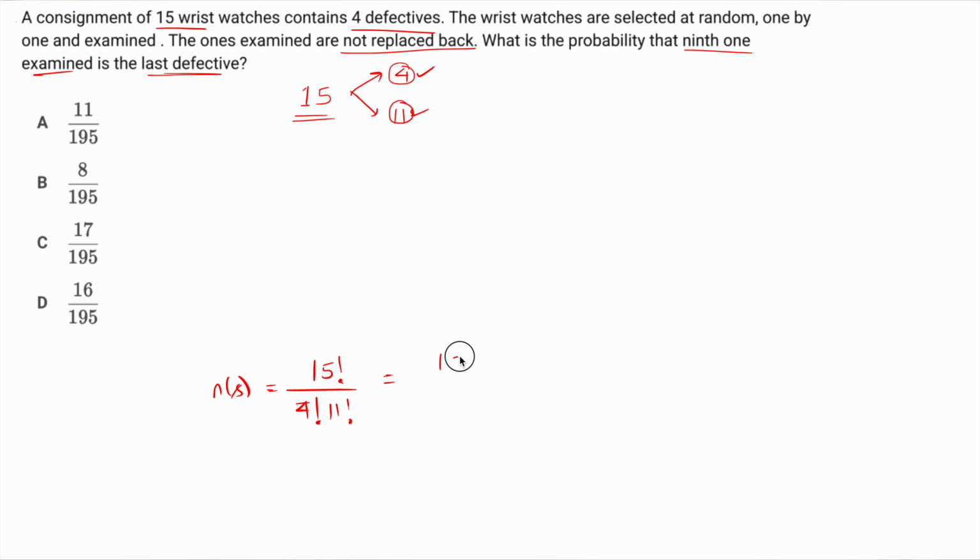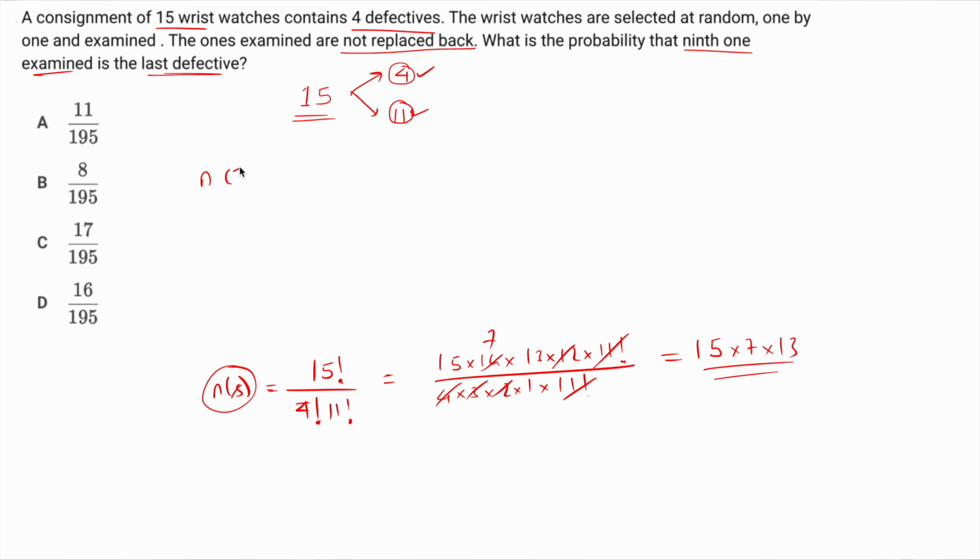This can be further simplified to 15 into 14 into 13 into 12 into 11 factorial. Below you have 4 factorial, which is 4 into 3 into 2 into 1, and the 11 factorial, which will eventually get cancelled out. So 4 into 3, 12 gets cancelled, 2 7s are 14 gets cancelled. Your sample space boils down to 15 into 7 into 13, right? Now guys, that's your sample space.